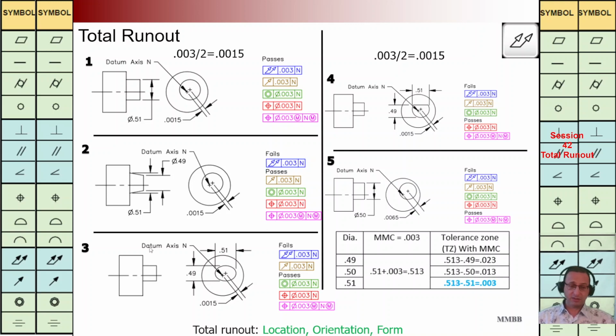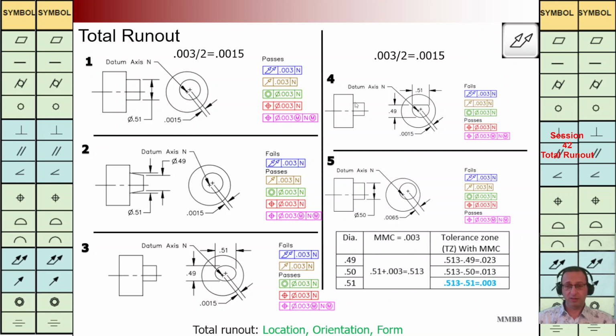Let's investigate case number 3. We are going to have this oval shape and this off-center of 0.015. Again, the difference between these two values, 0.51 and 0.49, is more than 0.015. We are not going to satisfy run out as well, but it is symmetric and we are going to satisfy positioning as well.